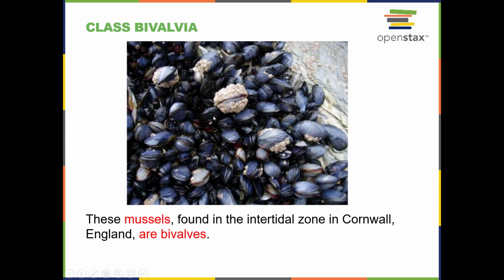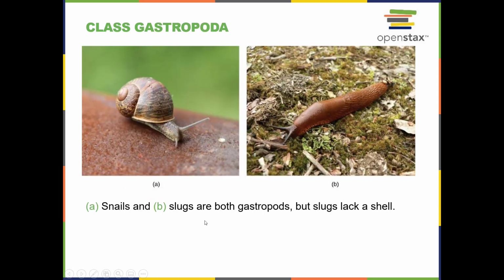Class Bivalvia would be things that have 2 shells and a hinge. And then the foot comes out from between the 2 shells to use for locomotion. These are mussels, clams, and oysters, and scallops. Gastropoda would be snails and slugs.